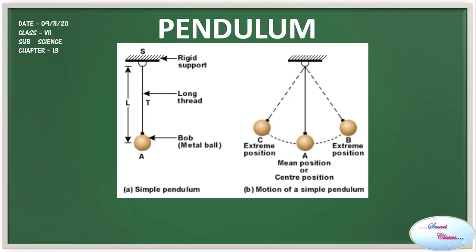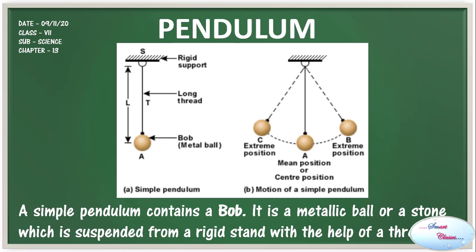A simple pendulum is a piece of stone or a small metallic ball suspended by a thread or string from a rigid stand. This metallic ball or stone is called the pendulum's bob. A simple pendulum shows oscillatory motion. When the bob is stretched to the outside and left freely, it shows a periodic movement. This periodic movement is called oscillation. One oscillation is the to and fro movement of the bob from its mean position.